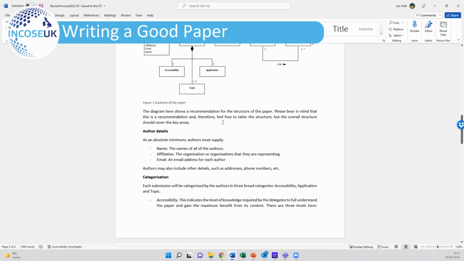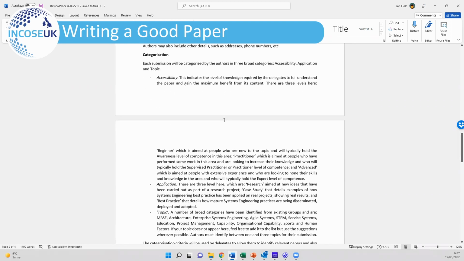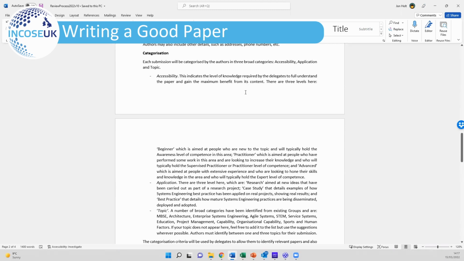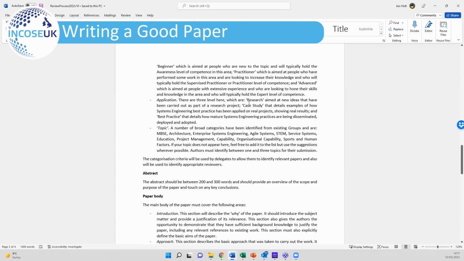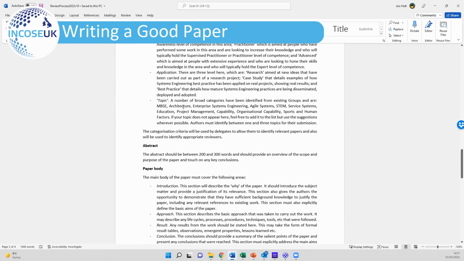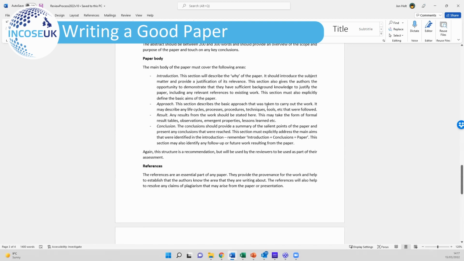So the author details, obviously that's your name, affiliation, and email. Then categorization: we've got the accessibility, which is the level of knowledge. We've got the application, so what's it being applied to? Is it research? Is it a case study? Is it best practice? And the topic. So there's a list of some of the ones that we're talking about, such as MBSE, architecture, enterprise systems engineering, and so on. And as I said, that's not an exhaustive list, but this is a start point.